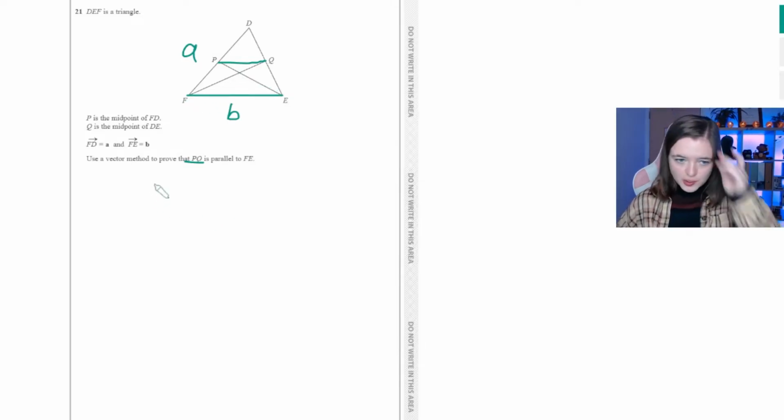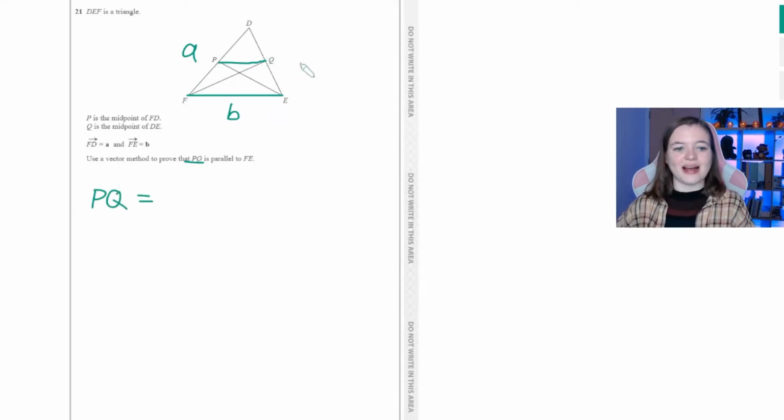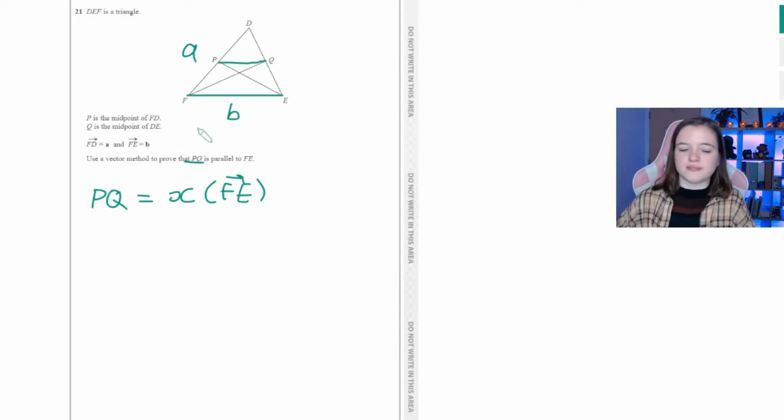And to prove that two lines are parallel in the world of vectors means that they are going to be multiples of each other. So if vector PQ is in fact parallel to FE, it's going to be some multiple of FE. Does that make sense? It's going to be some multiple through vector rules. Then we need to find PQ and we need to find FE so we can see if it is in fact some multiple. So let's try and find PQ.